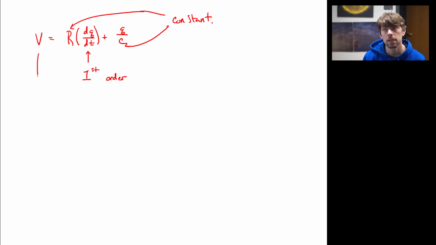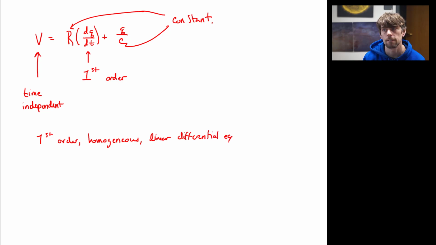And lastly, because the potential is time independent, we say that it is homogeneous. So altogether, how a mathematician would describe this equation is a first order homogeneous linear differential equation, and I guess you could say with constant coefficients.